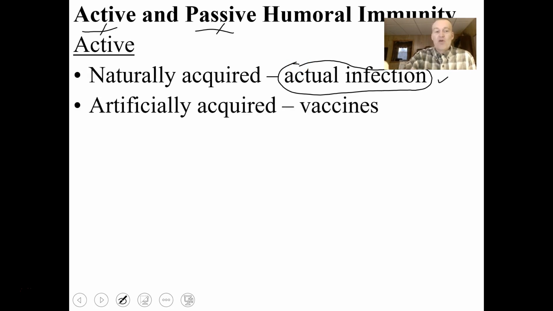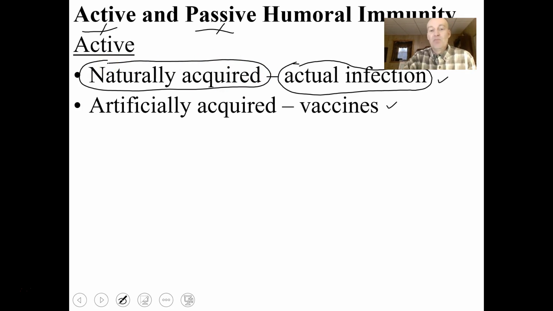Artificially acquired active immunity is in the form of vaccines. Vaccines aren't as good as naturally acquired immunity, but I don't want to acquire immunity to polio naturally. I would much prefer to get an artificial vaccination as opposed to being exposed to the real organism and having to acquire immunity to it naturally. Okay, so vaccines are a good line of defense.